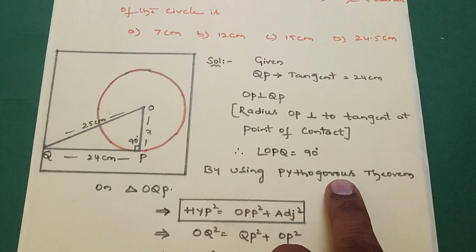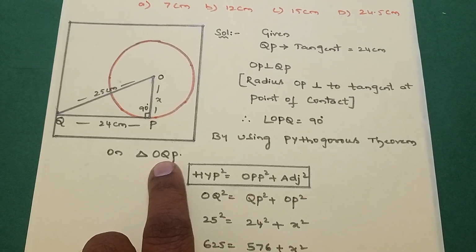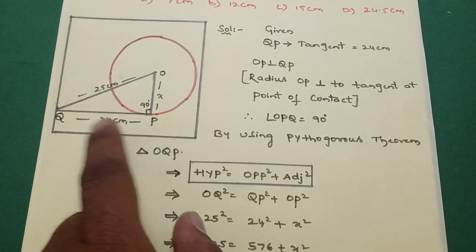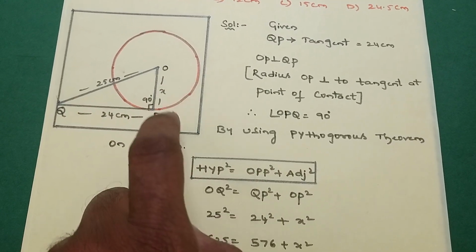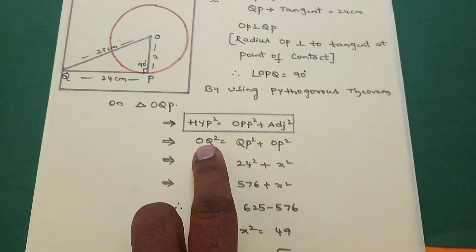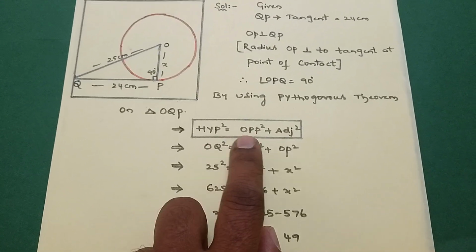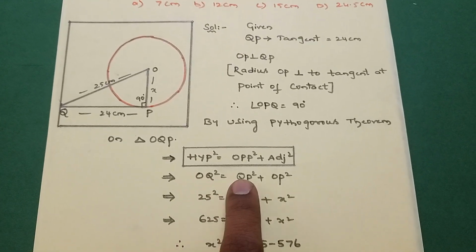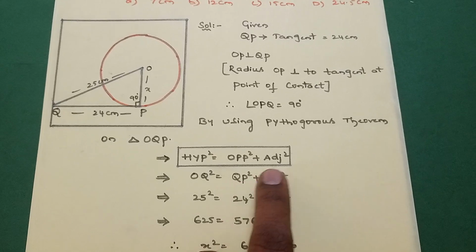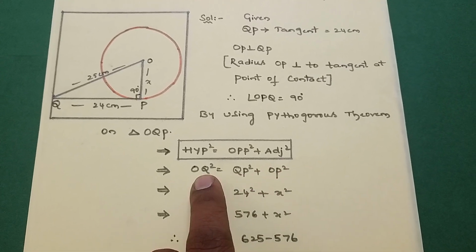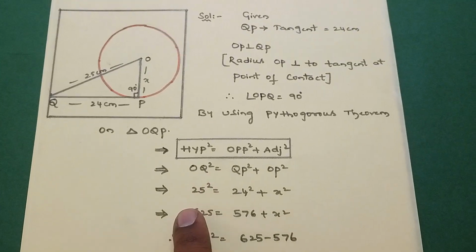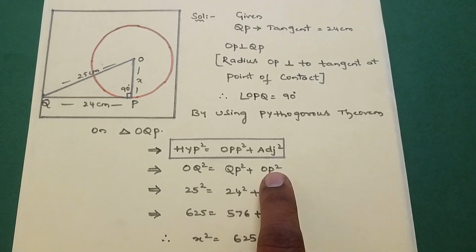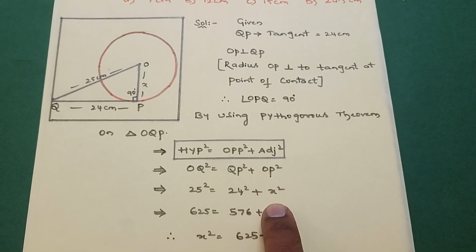Therefore, by using Pythagoras theorem, from the triangle OQP, we know the QO length, we need to find the OP length. Okay, now based on the Pythagoras theorem, hypotenuse square is equal to opposite square plus adjacent square. So OQ square, opposite is nothing but QP square, adjacent is nothing but OP square. Substitute values. OQ square is 25 square, QP square is 24 square. We need to find the radius, nothing but x square.